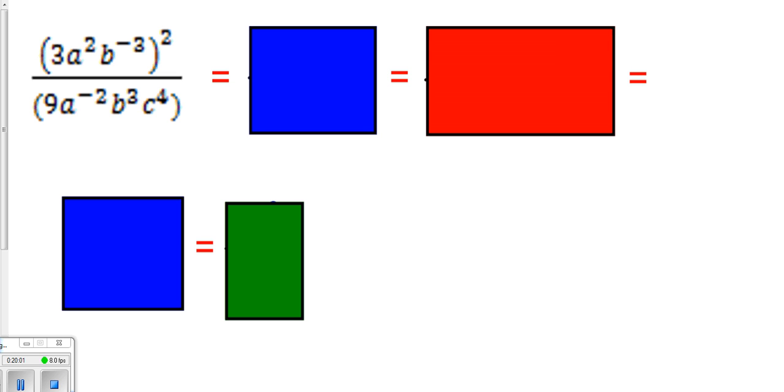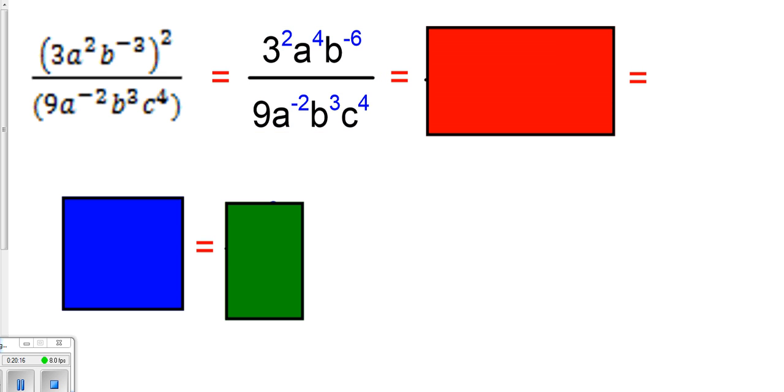And we have another example. 3a squared b to the negative 3, all of that squared, or to the second power, and all of that divided by, or over, 9a to the negative 2, b to the 3, c to the 4. So simplifying one piece at a time, this 2 needs to get applied to each of those bases. So 3 to the 2, a to the 4, b to the negative 6. So we did 2 times each of these powers. Remember, this was kind of a hidden 3 to the power of 1.